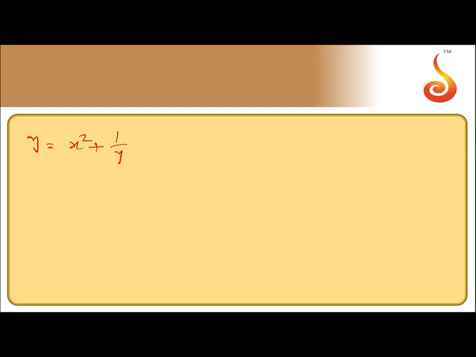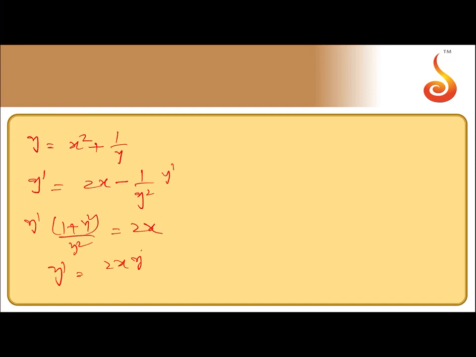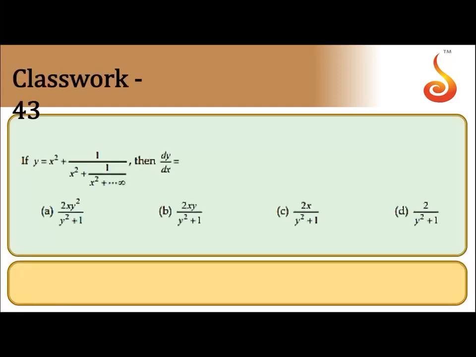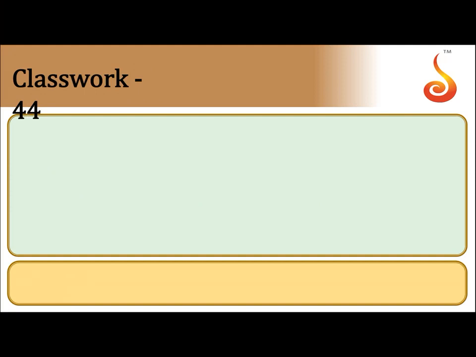So let's find the derivative. It is y dash equals 2x minus 1 by y square into y dash. Bring it to the left hand side: y dash into (1 plus y square) divided by y square is equal to 2x. So the derivative is 2x into y square divided by 1 plus y square. So 2x y square divided by y square plus 1 is answer A.